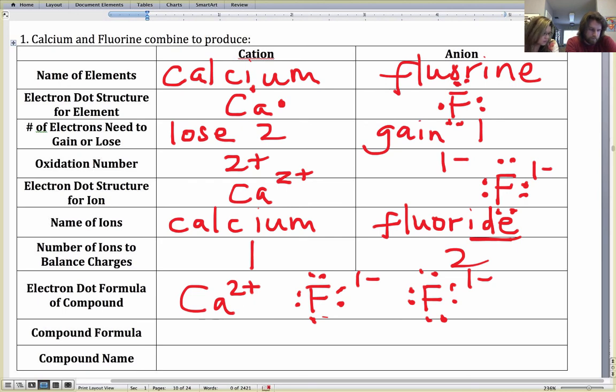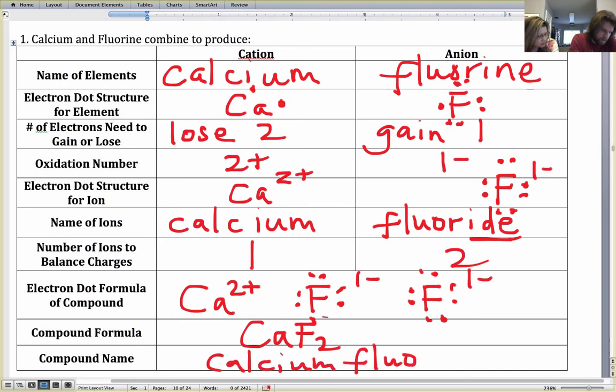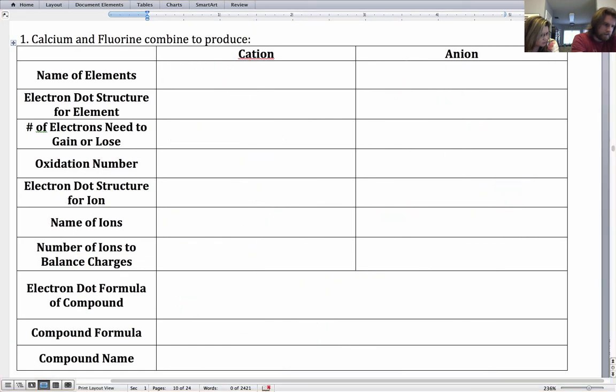Yep. So how do I write the formula? Which one do you have 2 of? I have 2 fluorines. Right, so you'd write CaF and then a little 2, the subscript. CaF2? Yep, it tells you how many you have of each one. Cool. And I already know from the other video that the name is calcium fluoride. Yep, but I already wrote it up top there anyway.